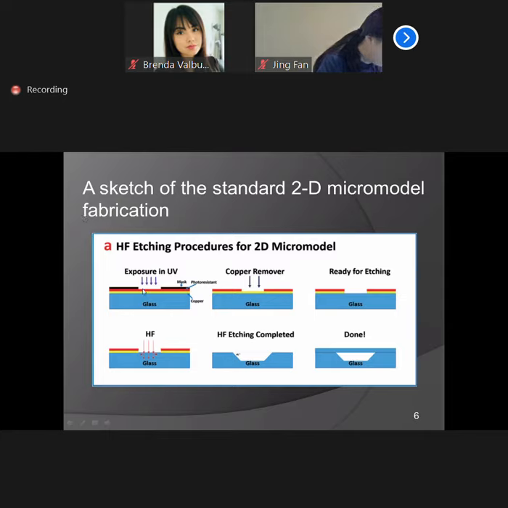So here is the process for the 2D micro fabrication. They put several layers on the glass. One is the mask, second is the photoresist, and third is copper. So after several processes, we have the final product.